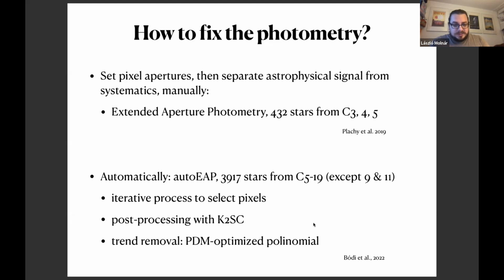And we have recently released nearly 4,000 light curves, covering campaigns 5 to 19, except for the two batch fields that were 9 and 11. And very briefly, this process automatically selects the right pixels that contain the RR Lyrae light curve through an iterative process. That gives us a raw light curve that we post-process with one of the systematic correction tools called K2SC. And then we run it through our own trend removal post-process, which is basically a polynomial fit, which we optimize by forcing it to minimize the phase dispersion of the light curve.